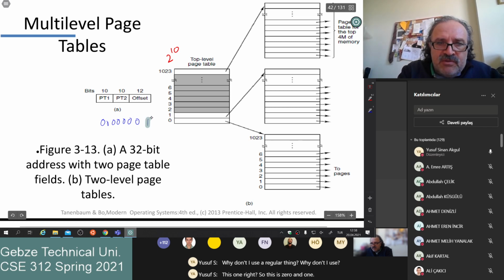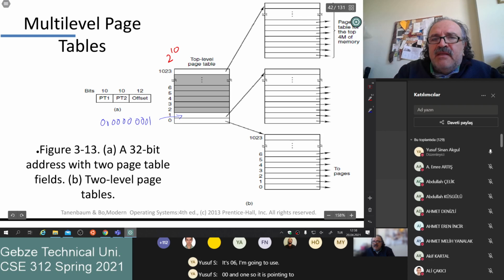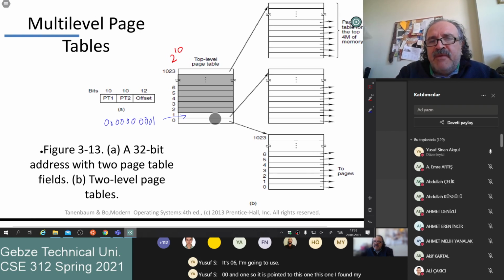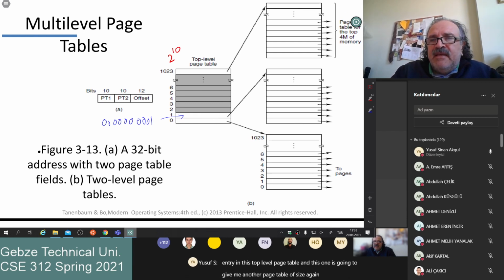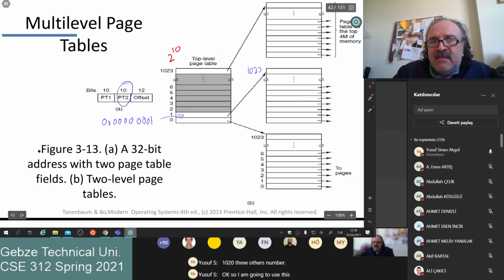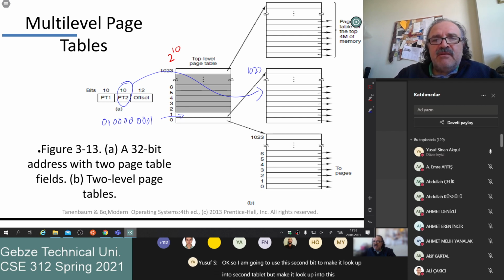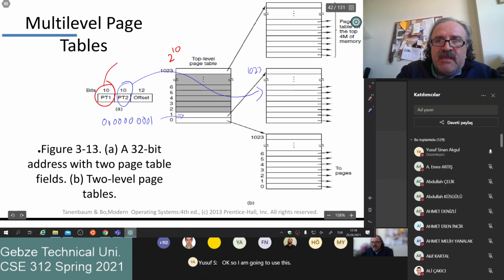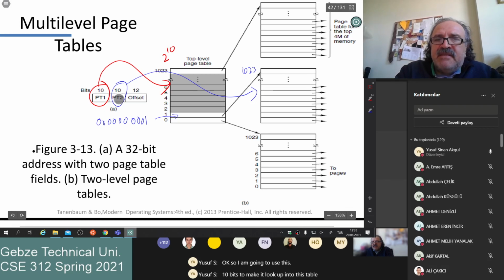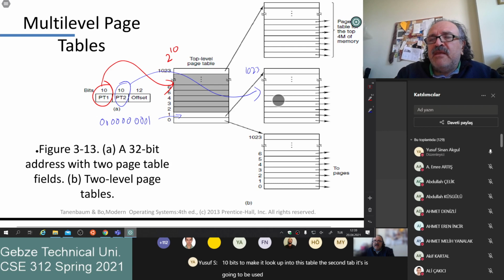Instead of 6, I am going to use 0, 0 and 1. So it is pointing to this one. I found my entry in this top level page table, and this one is going to give me another page table of size, again, 1023 address number. I am going to use this second 10 bits to make a lookup into this second page table. The second 10 bits is going to be used for making another lookup.